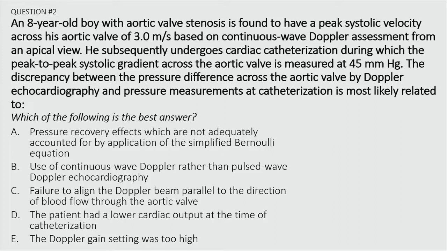A, pressure recovery effects which are not adequately accounted for by the application of the simplified Bernoulli equation. B, use of continuous wave Doppler rather than pulse wave Doppler echocardiography. C, failure to align the Doppler beam parallel to the direction of blood flow through the aortic valve. D, the patient had a lower cardiac output at the time of catheterization. And E, the Doppler gain setting was too high.